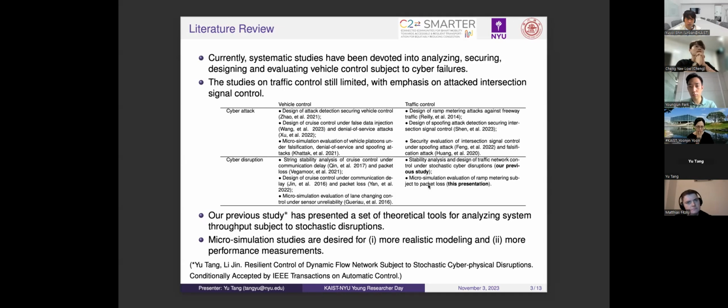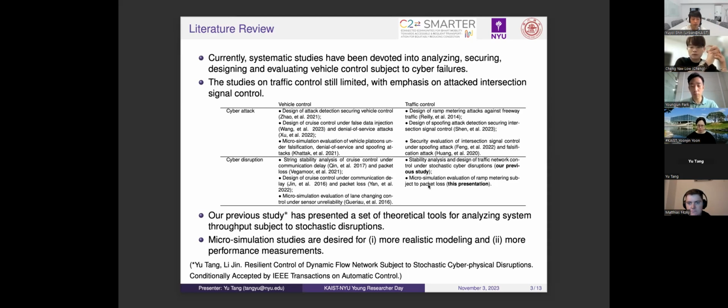And actually, our previous study has given a set of theoretical tools for analyzing system throughput, given stochastic disruptions. Although we have theories, we still want to conduct micro simulation studies because in micro simulation we have more realistic modeling of the disruptions, and we can have more performance measurements.